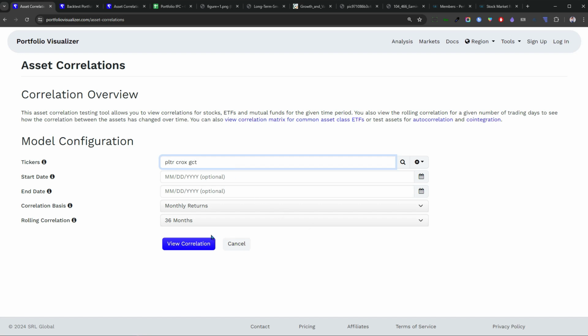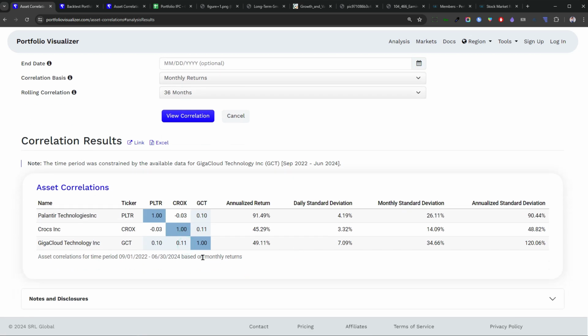We'll just leave it at the default measurement, looking at monthly returns over the last 36 months, the last 3 years, which is a good amount of data, a few different market cycles, a dozen earnings results from all the companies, and should give us a good idea of how closely they move with one another. So we'll go ahead and click on view correlation, and then we can see here what the correlations are against each other. Palantir has a -3% correlation with Crocs, which is good, meaning they're a little bit negatively correlated. They go in the opposite direction, whereas Palantir and GigaCloud have a 10% positive correlation.